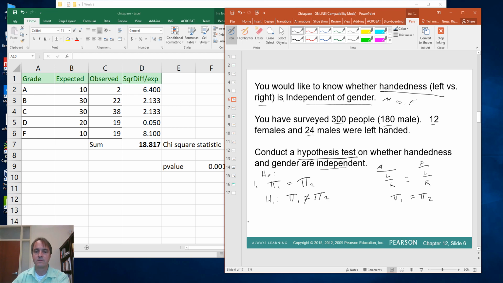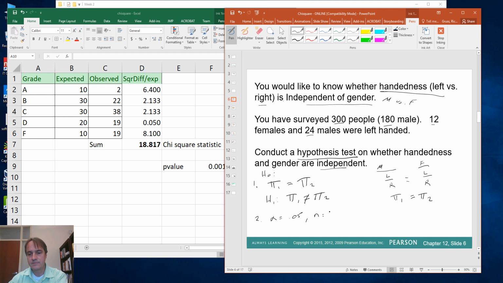And then our second step, of course, we have to define our acceptable type 1 error rate, so 5% again, and we've already got our n. We've got 180 males.